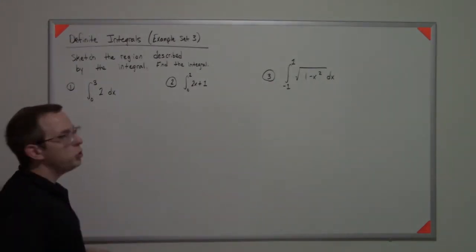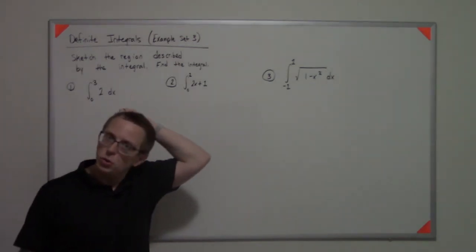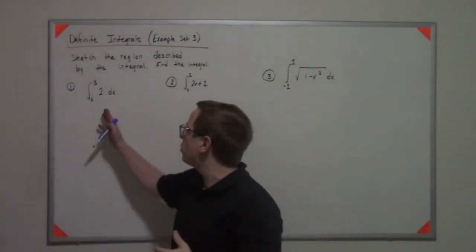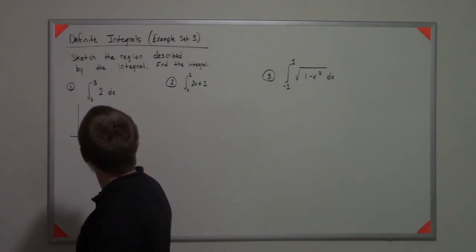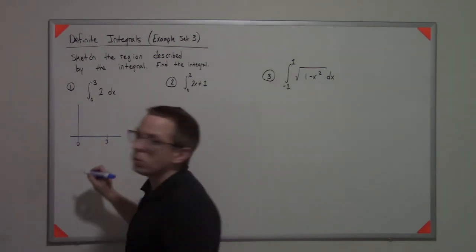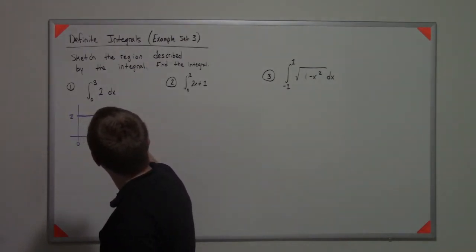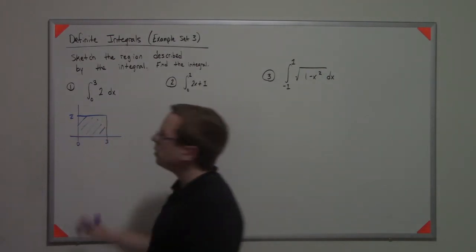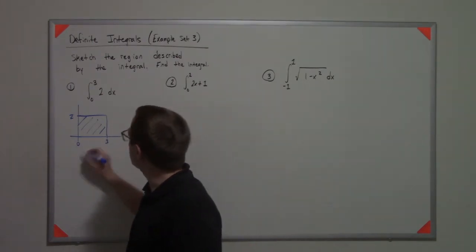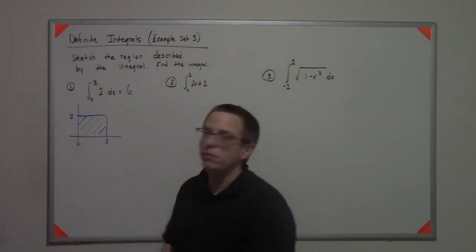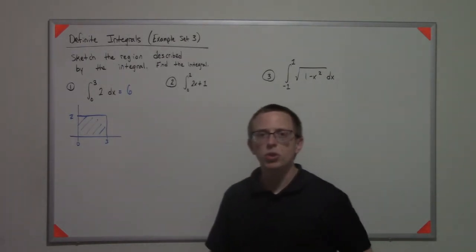It teaches you not to work any harder than you have to. So the first one is the integral of 2 dx. So 2 is a constant function. That means it's always a flat line of height 2. And it says that we're going from 0 to 3. So I'm going to draw this, 0 to 3, and this is of height 2. So what I get is a rectangle with width 3 and height 2. So that tells me that this integral has a value of 6. Simple enough, right? The next one's a little more challenging.